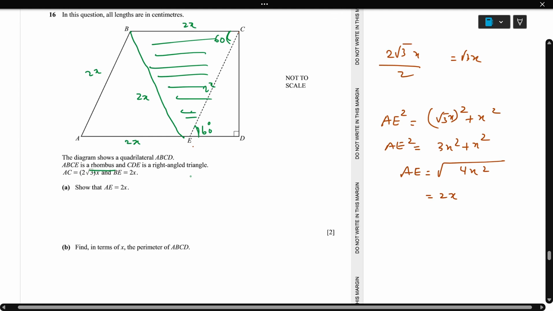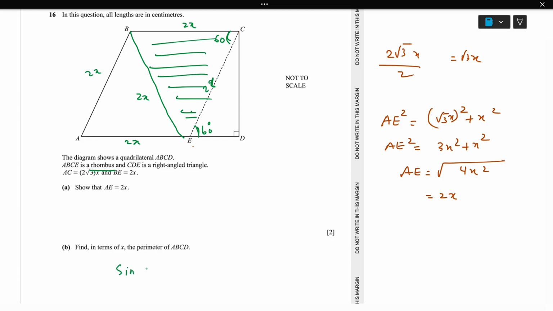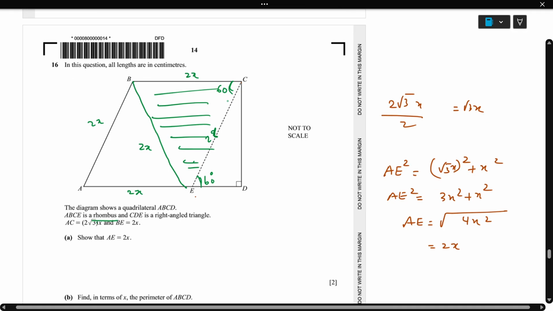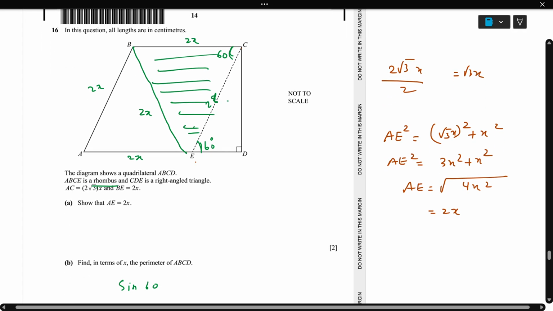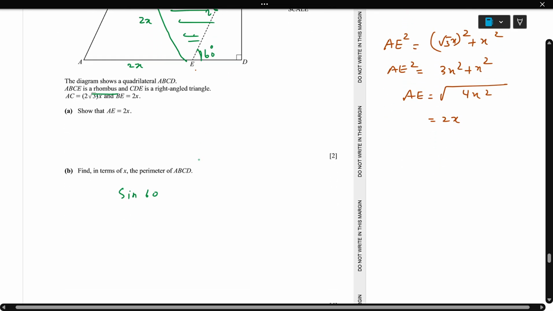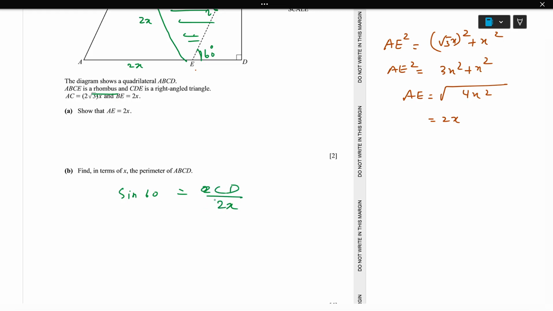So now this is 2x. Now I'm going to write sine 60, because this CED is a right angle triangle. So sine 60 equal to opposite over hypotenuse, which is CD over 2x, because the hypotenuse is 2x. So bring the 2x here. 2x into sine 60 equal to CD. 2x into sine 60, which is root 3 by 2, equal to CD. This 2 got cancelled. Root 3x equal to CD.